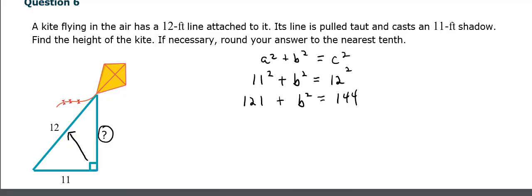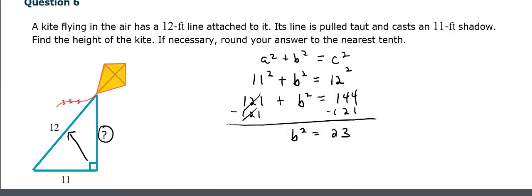So remember, you're going to isolate your variable. So we're going to subtract 121 from both sides. This would give us b squared equaling 23. We're going to take the square root of both sides. So b would equal the square root of 23.